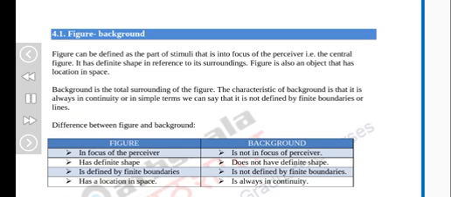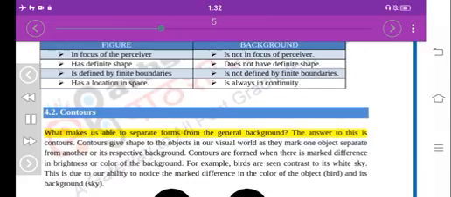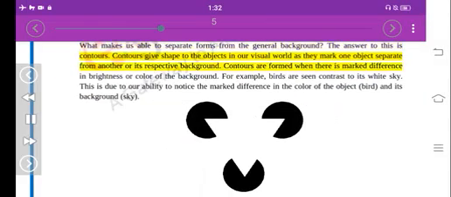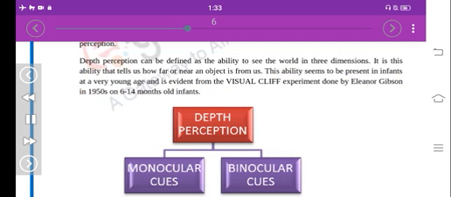4.2 Contours. What makes us able to separate forms from the general background? The answer to this is contours. Contours give shape to the objects in our visual world as they mark one object separate from another or its respective background. Contours are formed when there is a marked difference in brightness or color of the background. For example, birds are seen in contrast to the white sky. This is due to our ability to notice the marked difference in the color of the object, the bird, and its background, the sky. Psychology Paper Number 1, Cognitive Science.